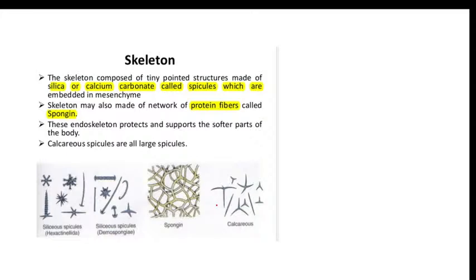This provides support to the neighboring cells and it protects the sponge. So the calcareous spicules are the large spicules.